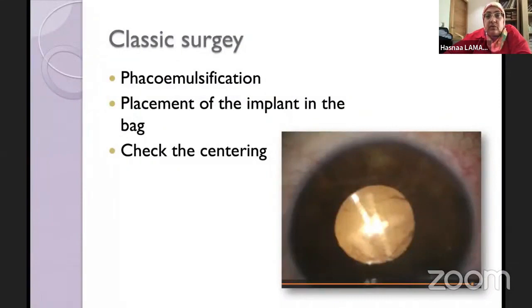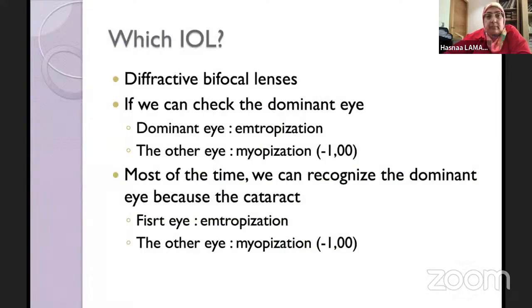The surgery was classic phacoemulsification. We put the implant in the bag and check the centering. We ask the patient to look at the light. We implanted diffractive bifocal lenses. If we can identify the dominant eye, we put the emmetropizing IOL in the dominant eye, and the other eye will be myopic by -1. Most of the time, we can't recognize the dominant eye because of the cataract, so the first eye operated was emmetropic and the other eye was myopic.